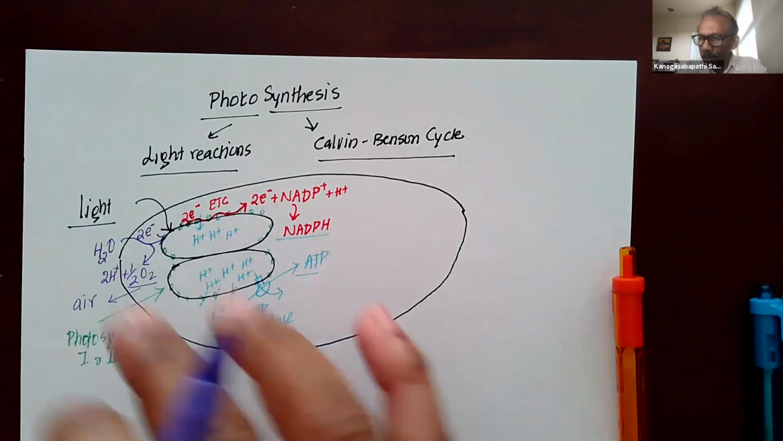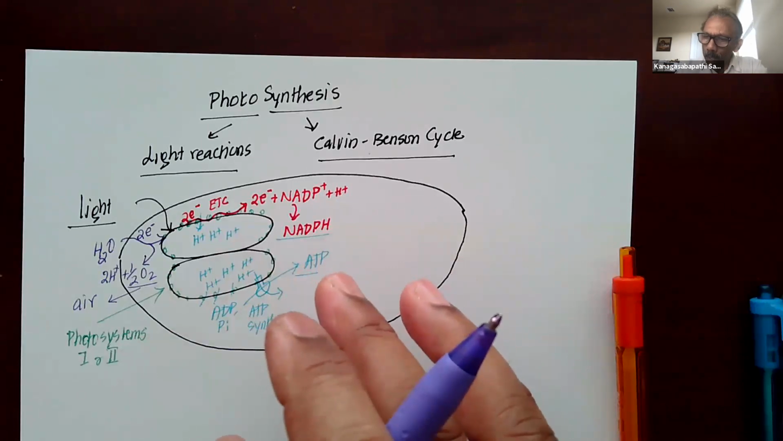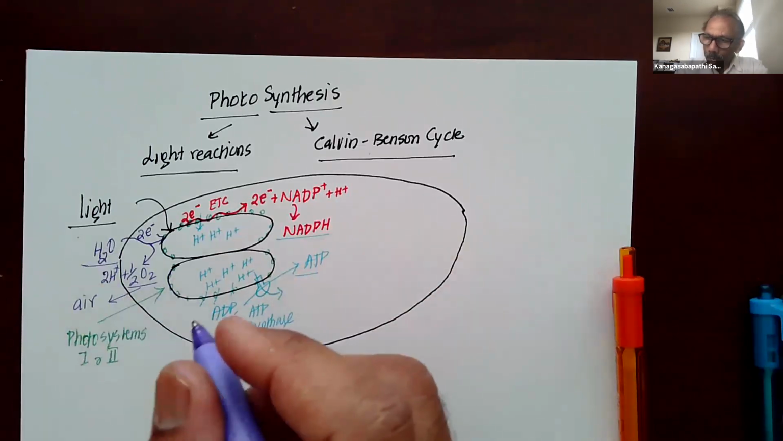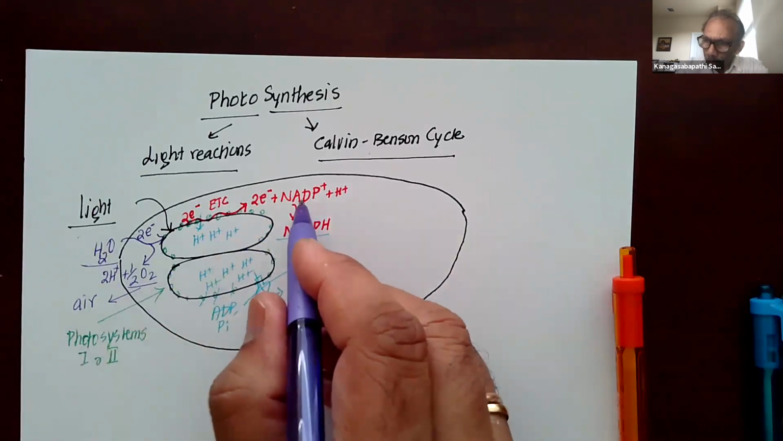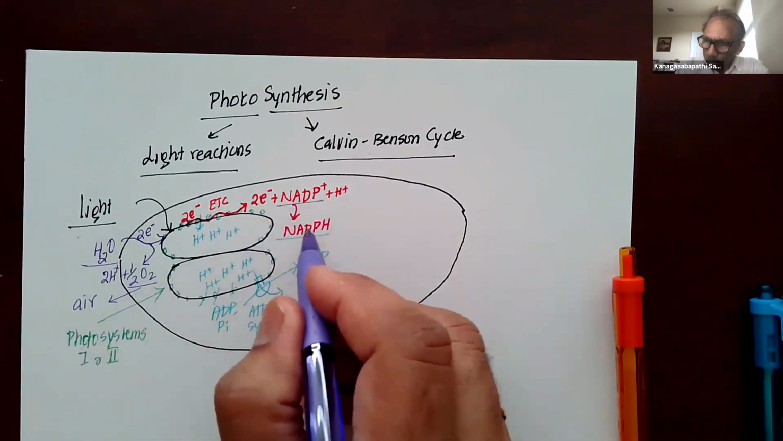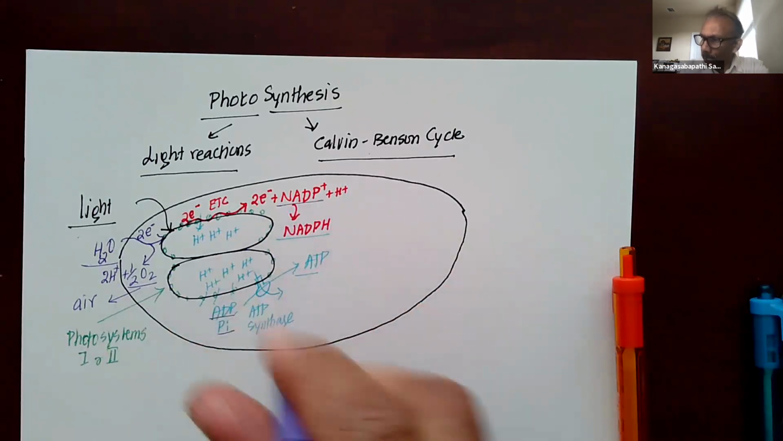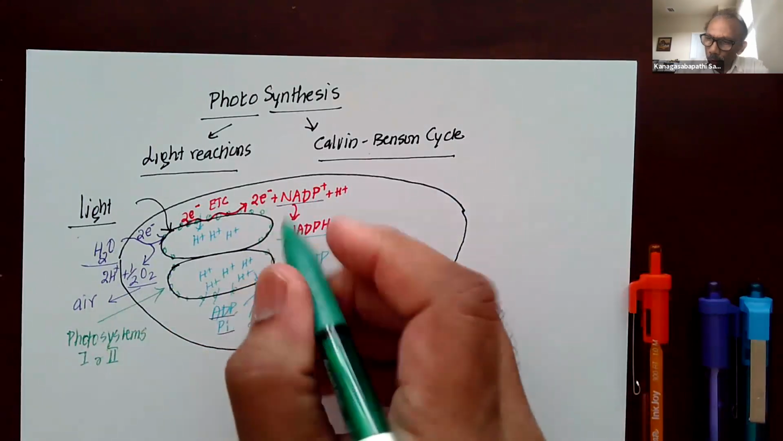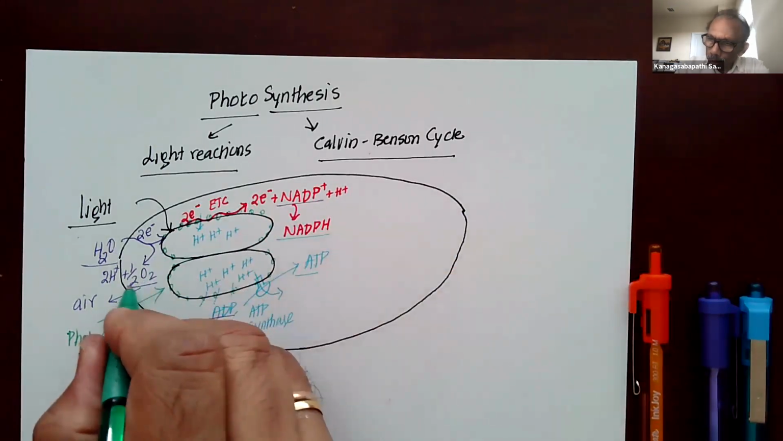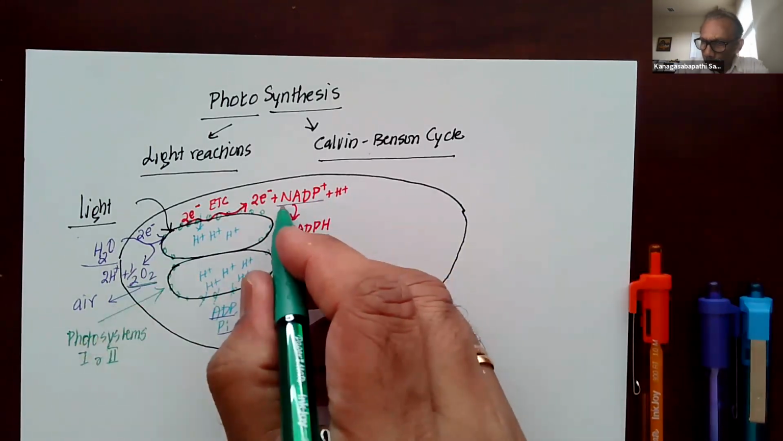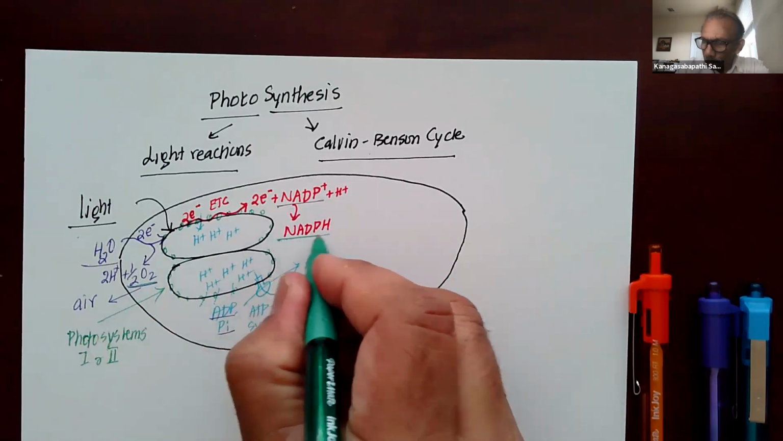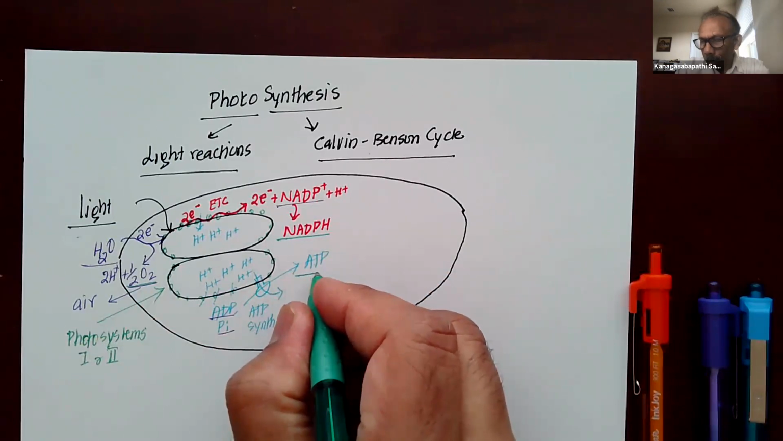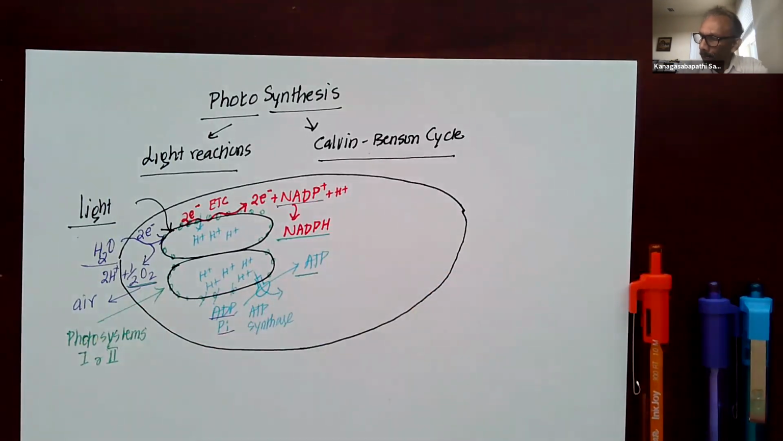Okay, so I have completed the chart of inputs: light, water, NADP plus, and ADP and Pi. All these are the inputs. And we saw the outputs are going to be the oxygen that comes out, NADPH that comes out, and ATP that comes out. Okay, so these are the outputs.